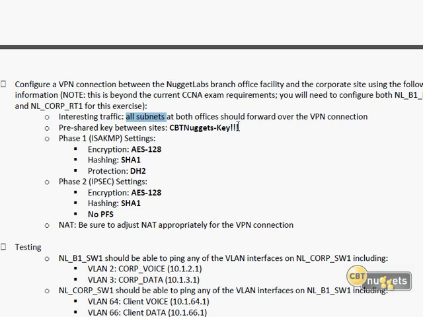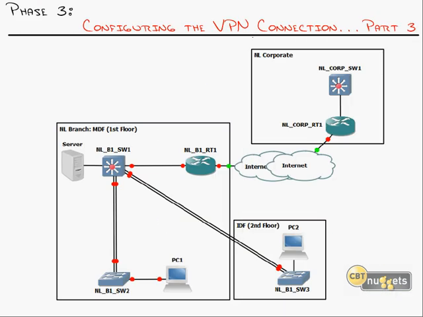Second thing is I'm going to use a pre-shared key between sites, CBT nuggets-key, exclamation point, exclamation point, exclamation point. This is one way of authenticating the VPN, meaning that the other side is who they say they are. When these guys get ready to start up the VPN connection, he's going to come out and say, hey, I'm ready to start a tunnel with you. Corporate router 1 is going to say, well, who are you and why should I allow you?